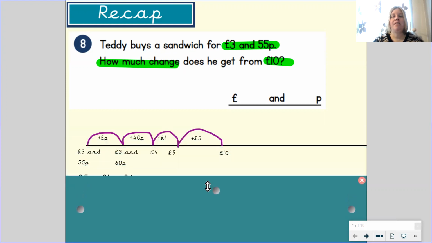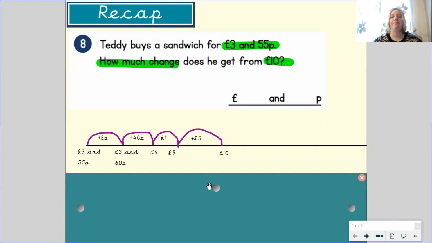So the first thing I did was draw my number line using a ruler. Then I put my £3.55 here at the beginning of my number line. I added 5p to make £3.60. Then I added 40p to make £4. Then I added a pound to make £5. Then I added £5 to make £10, and I was using my knowledge of number facts to help me.